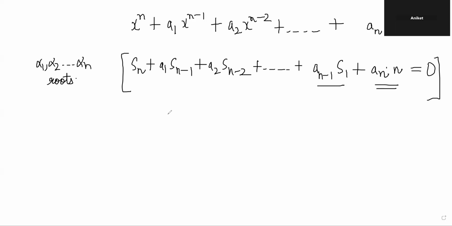Notice the last term, the constant term has to be added n times. So now from here, if the equation was a long equation with higher power, then it will be difficult to find S3, S4, S5 and all.